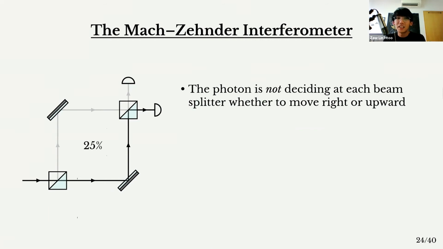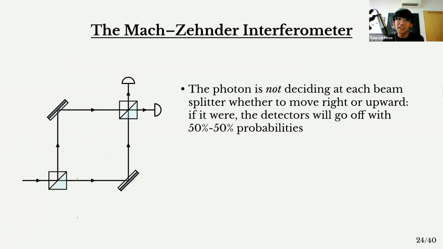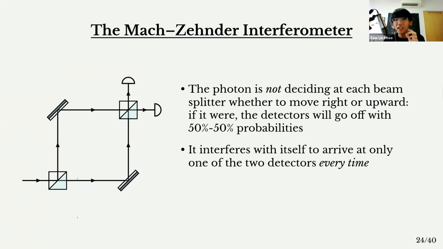And then when it meets another beam splitter, it flips a coin again. If you think of it that way, then there's one path that goes to the right detector, and that's a 25% chance. And there's this other path that goes to the right detector, and that's also a 25% chance. Then obviously there should be a 50% chance that we find it on the right detector. But that's not really the case, as we saw. What's actually happening is that it's interfering with itself, to arrive at only one of the two detectors every time.